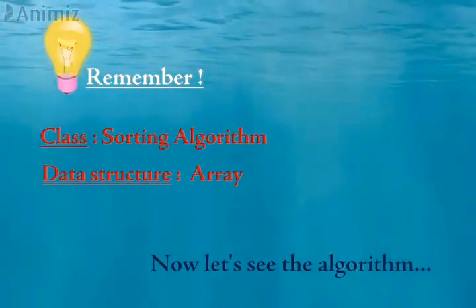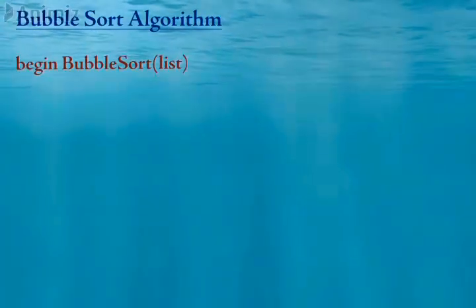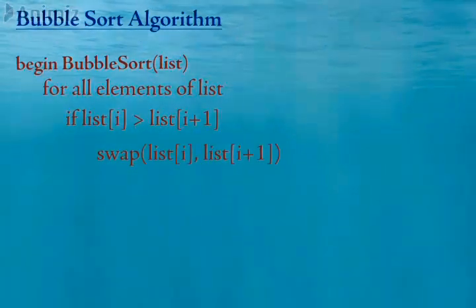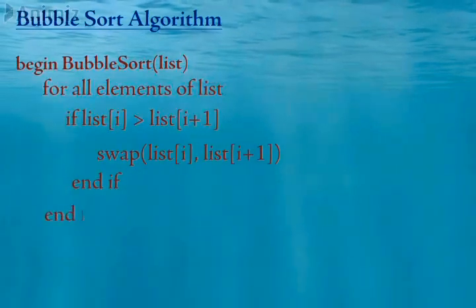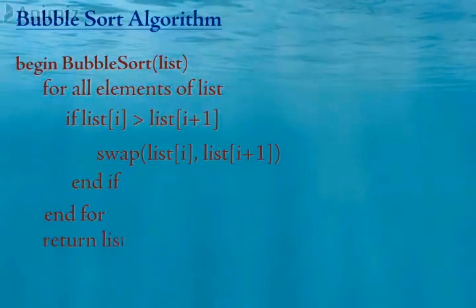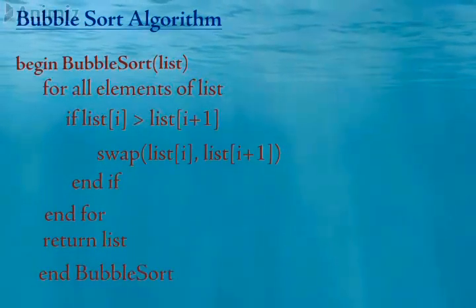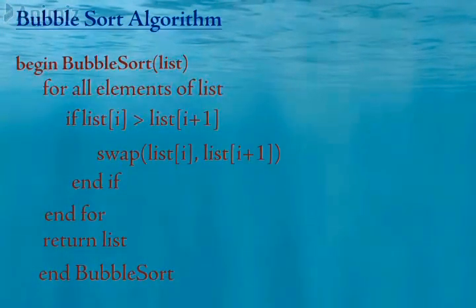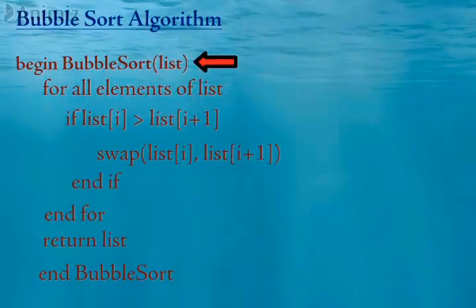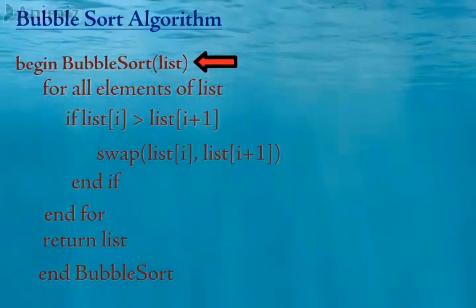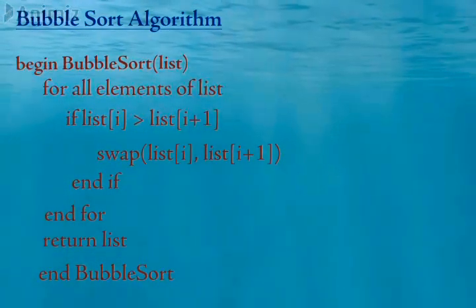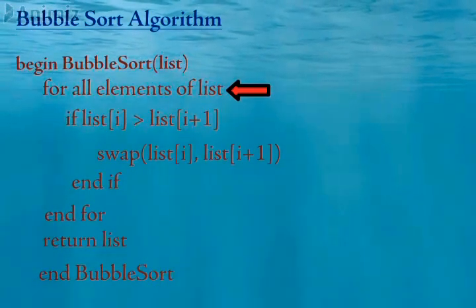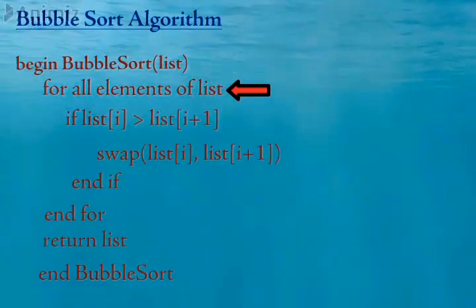Now, let's see the algorithm. First of all, let me clarify that the bubble sort algorithm is used for the array data structure. Begin bubble sort list. Here, all the elements in the array will be traversed. For all elements of list. Here, the for loop will be implemented from the first element to the last element of the array.